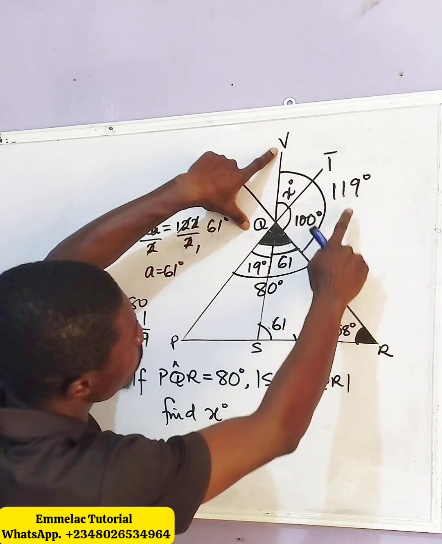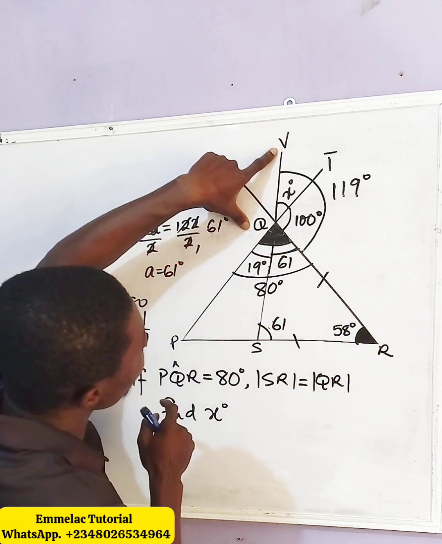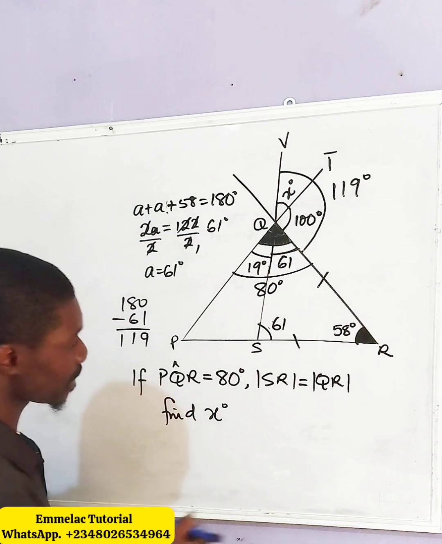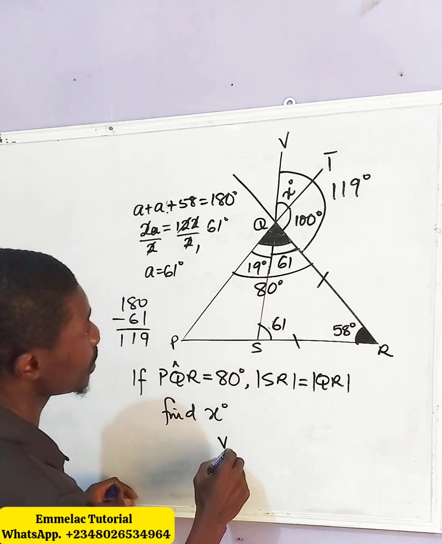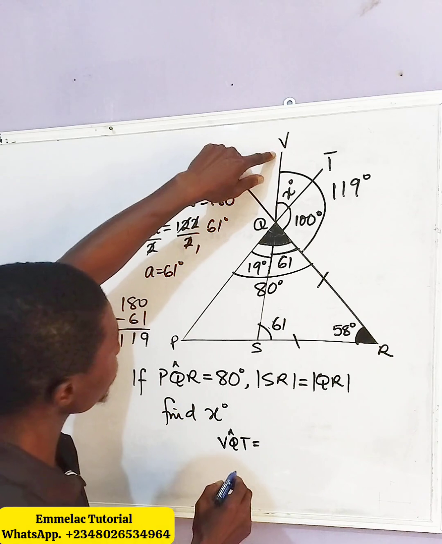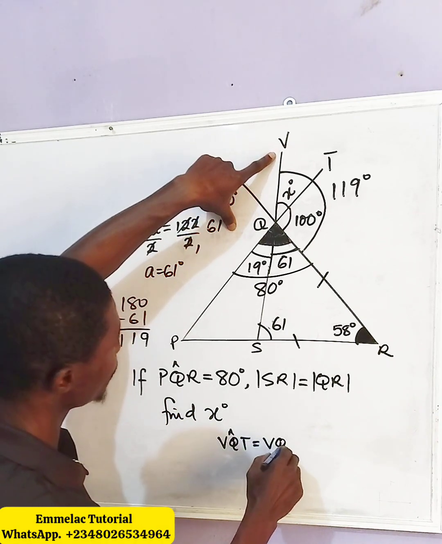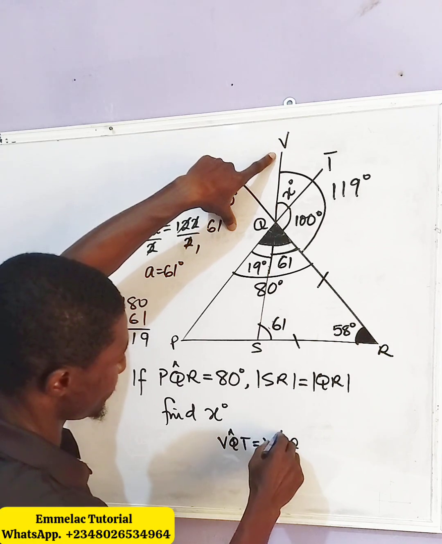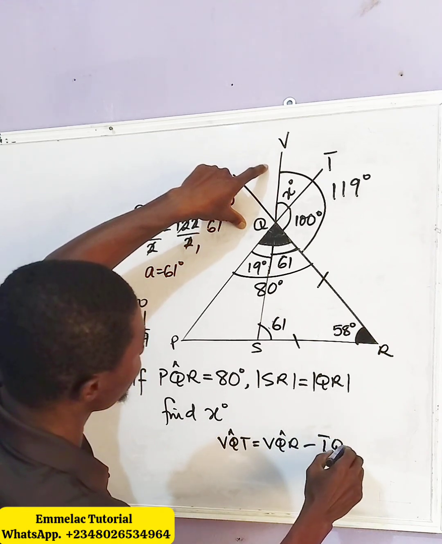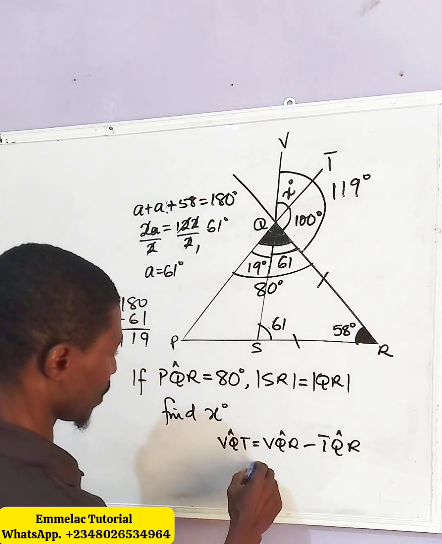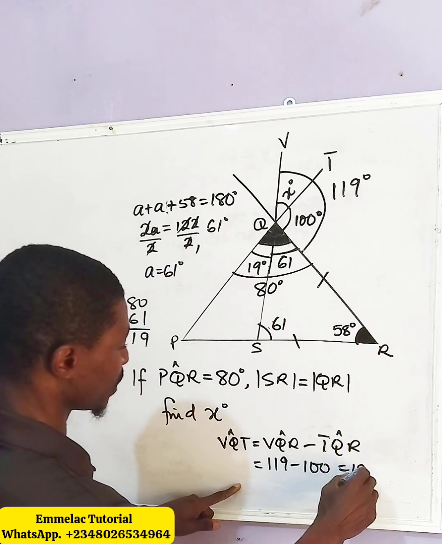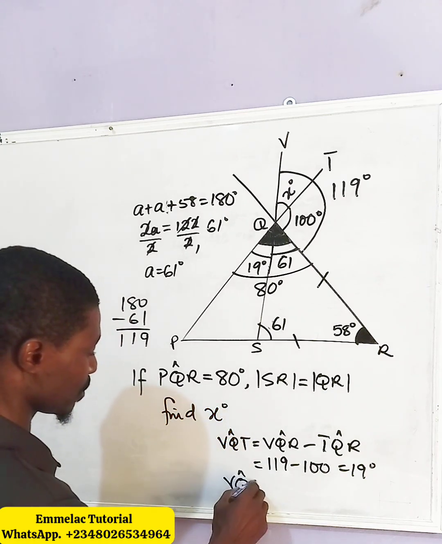Okay, so if VQR is 119 and TQR is 100, we can ascertain that VQT will be VQR minus TQR. So this will now give us 119 minus 100, which will give us what? 19 degrees. So VQT equals what? 19 degrees.